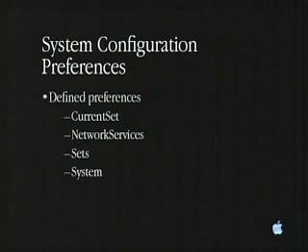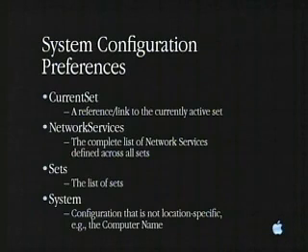So what do the system preferences contain? Currently we've defined 4 main preferences: the current set, network services, sets, and system. The current set contains a link to the currently active set. It's pretty much all it contains. The network services contains a complete list of all the network services that have been defined across all sets. And the sets preference is just that. It's a list of sets. And the system contains items that are not location sensitive, such as the computer name.